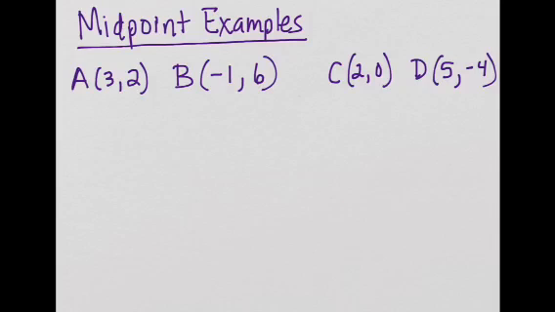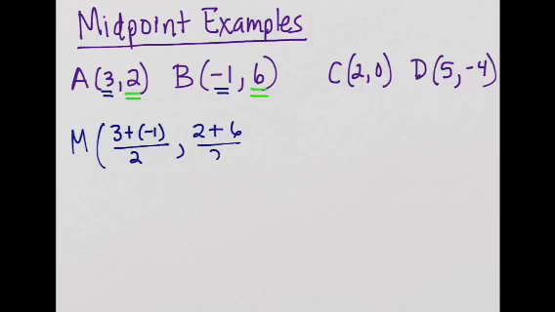So remember the midpoint, we're looking for the point halfway between A and B. This is where A is, and this is where B is. So we're looking for the point that's halfway between the two. So we take the average of the x's and the average of the y's. We add the x's together and then divide by 2. So this one and this one. And then for the y coordinate, we add the y's together and then divide by 2. So 2 plus 6 divided by 2.